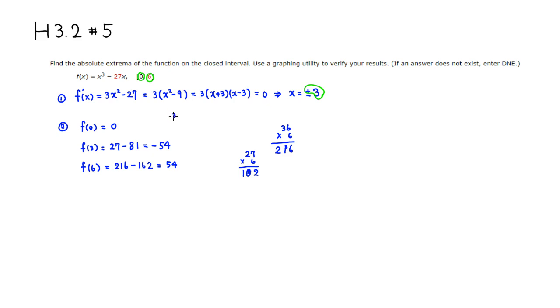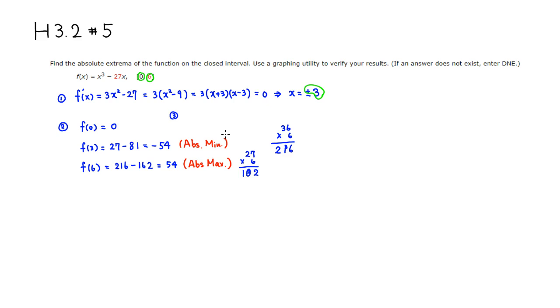The third step is to determine which one is the absolute maximum. Look for the largest number, which is 54. So this is the absolute maximum, which occurs at x equals 6. And the absolute minimum would be negative 54.